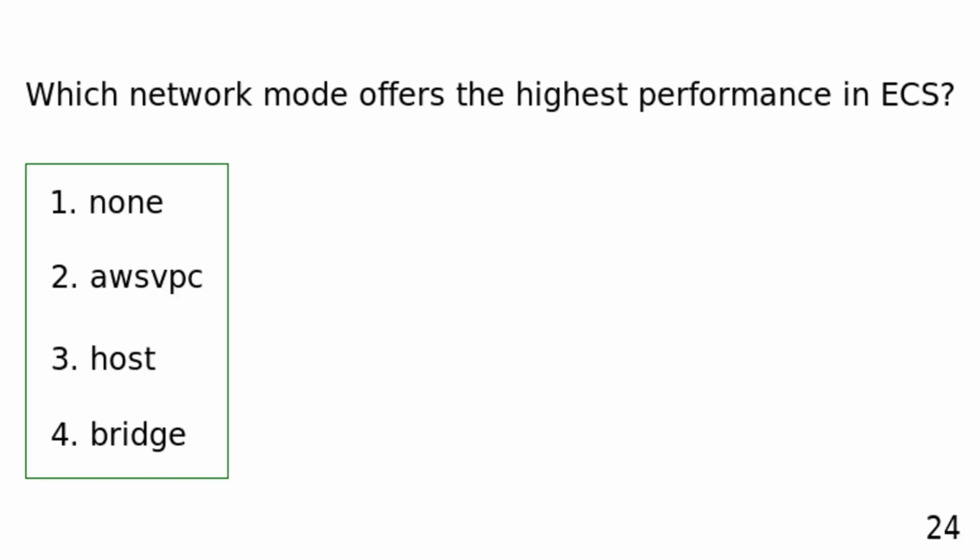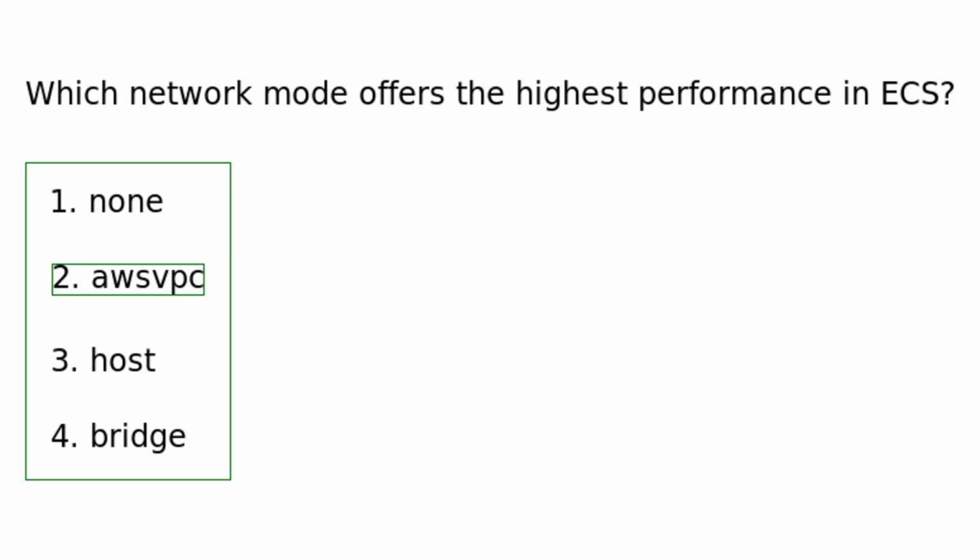Which network mode offers the highest performance in ECS? None, OSPF, Host, Bridge. The OSPF network mode in ECS provides the highest networking performance and security.